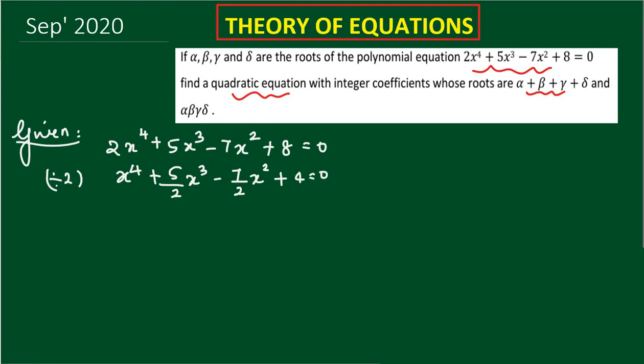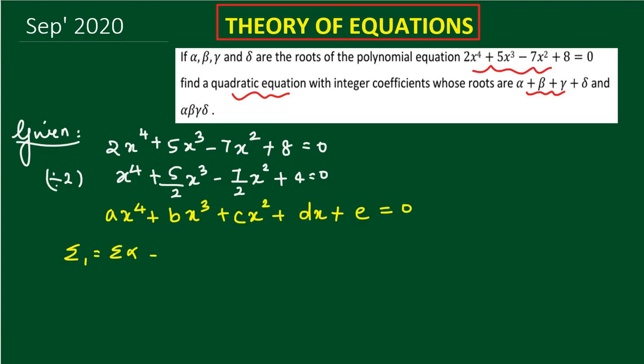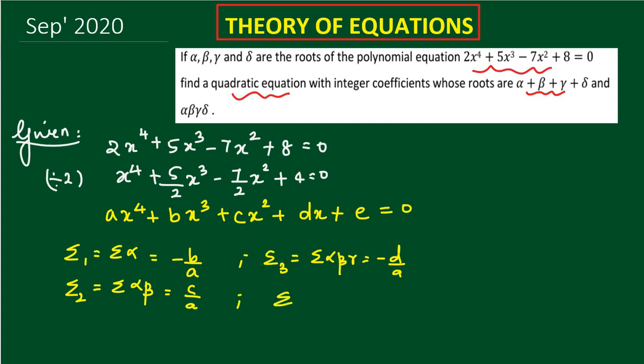Now the equation is of the form a x power 4 plus b x cubed and so on. Sigma 1, which is sigma alpha, is equal to minus b by a. Sigma 2, the sum of the product of the roots taken two at a time, is equal to c by a, and sigma 3, sigma alpha beta gamma, is equal to minus d by a, and sigma 4 will be the product alpha beta gamma and delta.